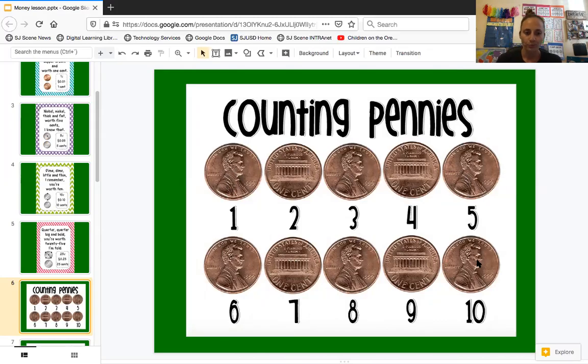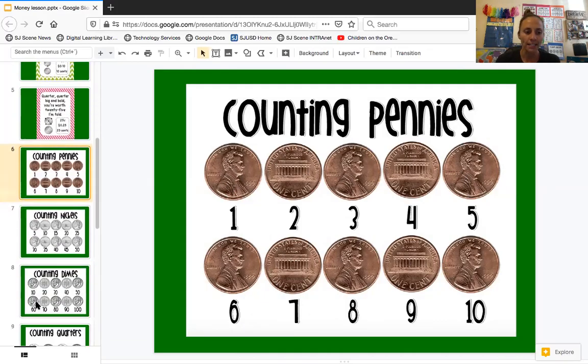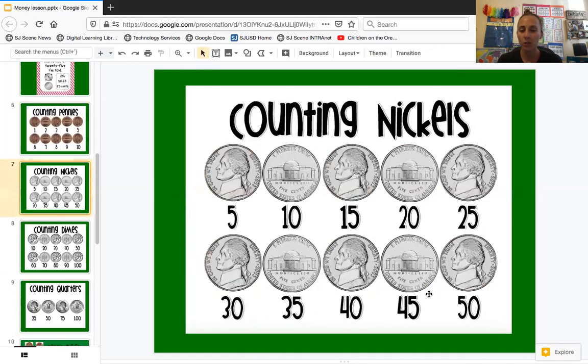Now, if we go to our next slide, though, with nickels. Nickels we can count by 5s all the way to 100, but here we only have to 50. So let's count. 5, 10, 15, 20, 25, 30, 35, 40, 45, 50. We could keep going. 55, 60, 65, 70, 75, 80, 85, 90, 95, 100, right?